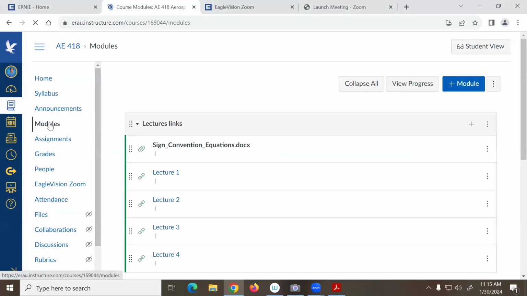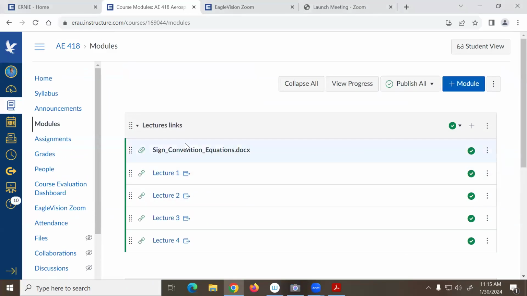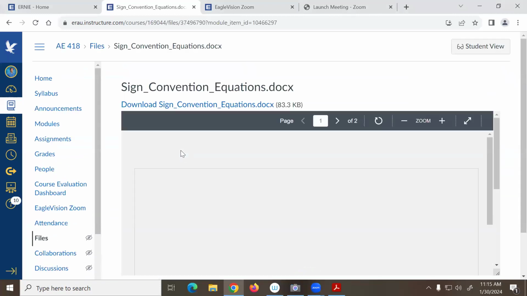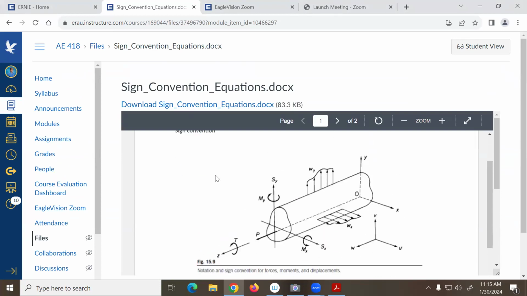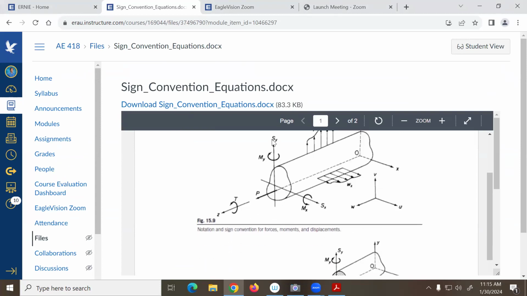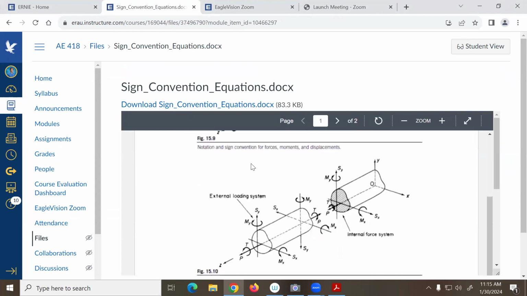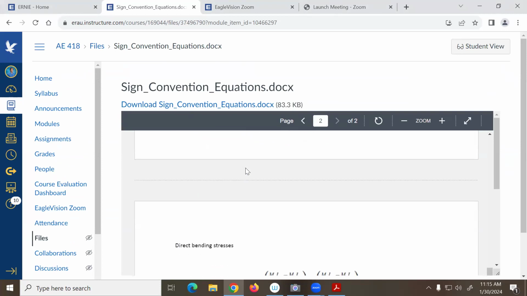So here I added one file on the sign convention. I don't know if we looked at this last time. I'm not able to remember, but maybe we did. Basically, you need to change over here the S, call it a V, and this will be the sign convention for the equation that we wrote the other day. You need to replace the S by V.